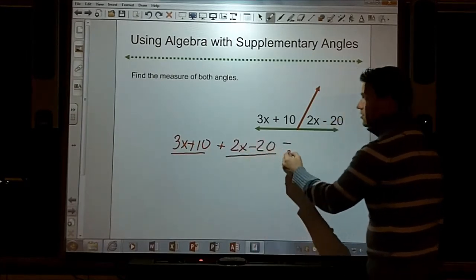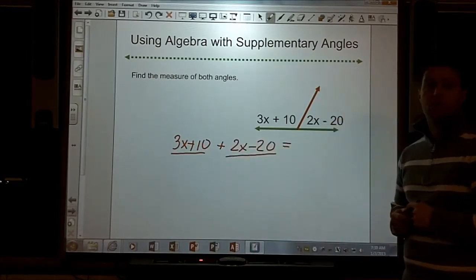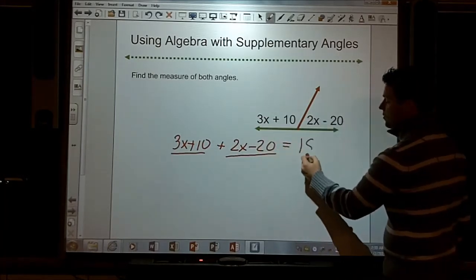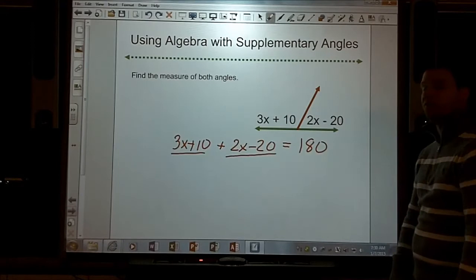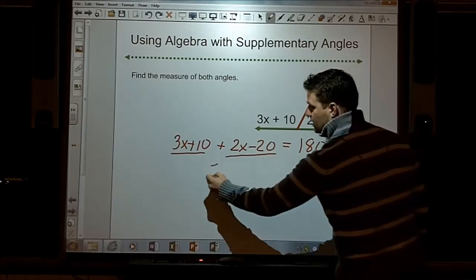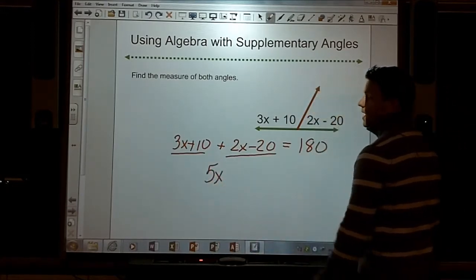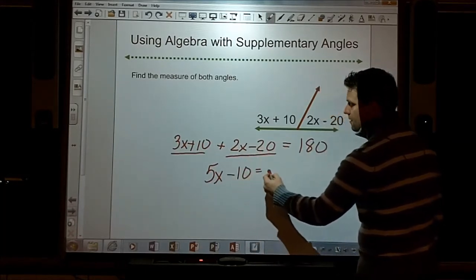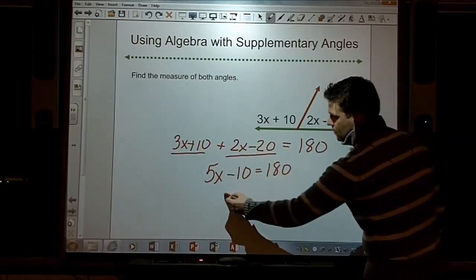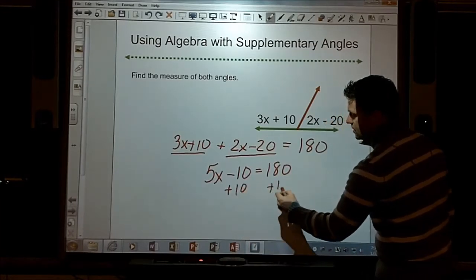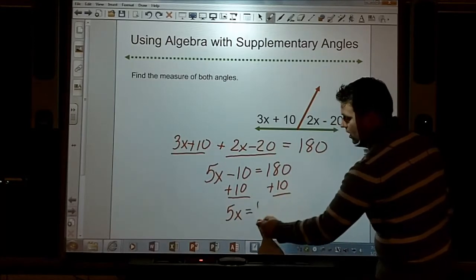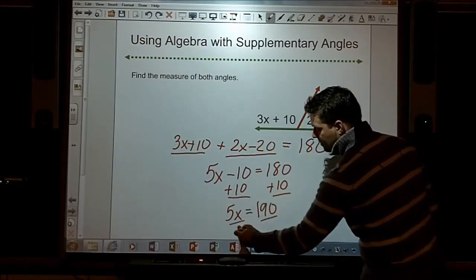And what type of picture is it? It's a 180 degree picture. So because it equals this straight angle, I'm going to have it equal 180. Lots of solving to do. Follow along as I go. 5x, and I have a 10 minus 20, so that gives me a negative 10. Add 10 on both sides. 5x equals 190. Divide by the 5.